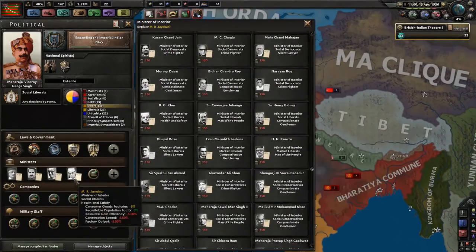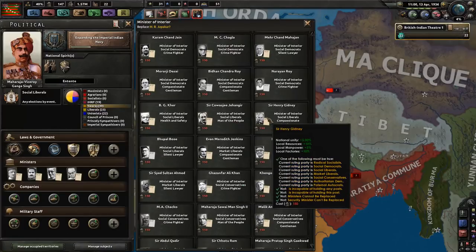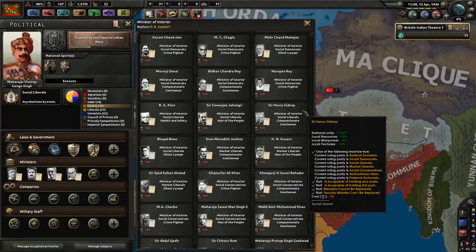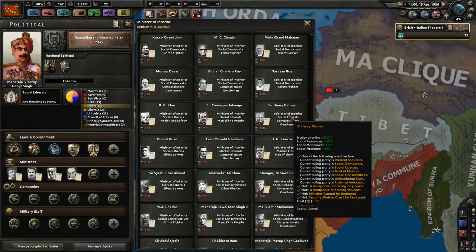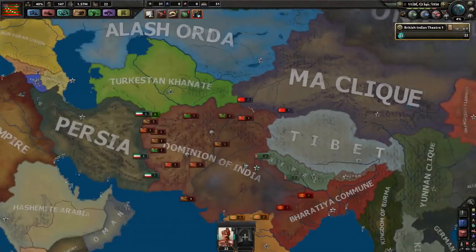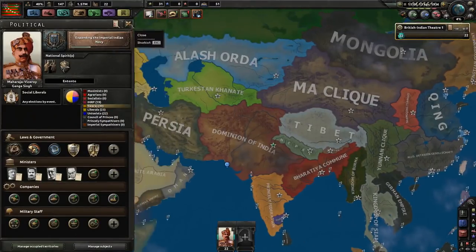So for example, this guy, let's say you don't like Jayakar because he's lowering your factory output. You could just switch it once you have enough for Henry Gidney here, for example, so you get more manpower in factories. So that's totally up to you. It's just purely a flavor thing, although some get better effects than others later.